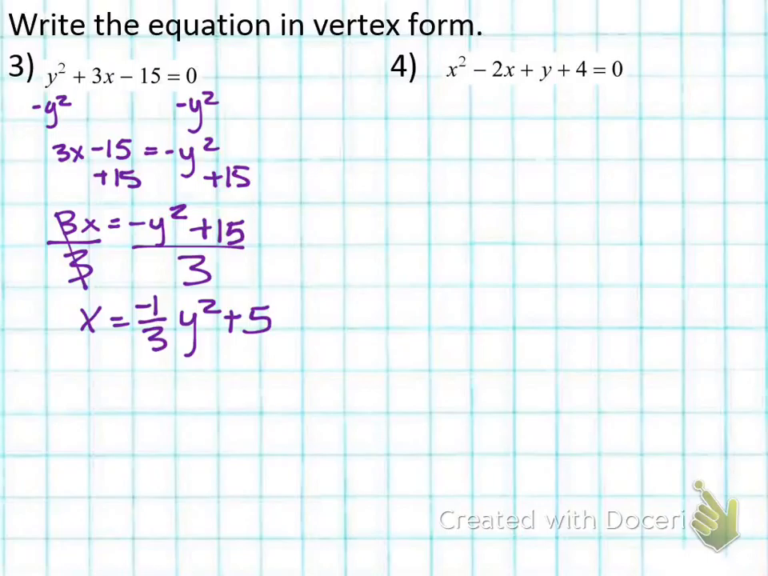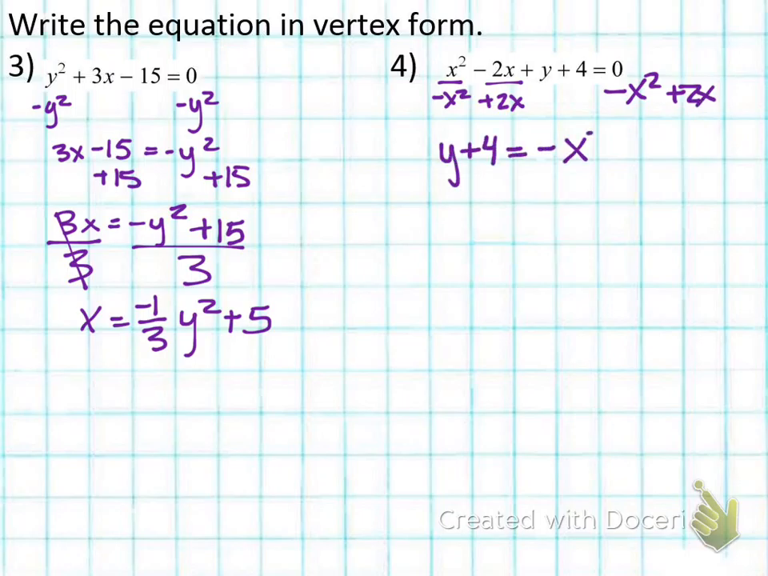Okay. In number 4, I see that my variable that's squared is an x, so I'm going to move these two terms to the other side. I subtract x squared and add 2x. That leaves me with y plus 4 equals negative x squared plus 2x. Okay, so this is y plus 4. I'm going to leave some space to complete the square.